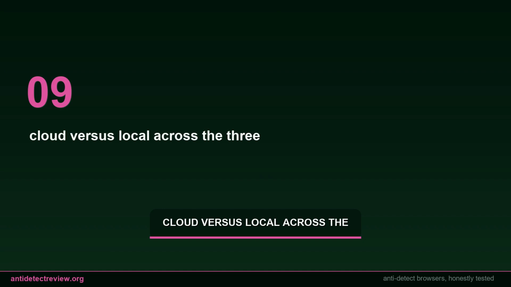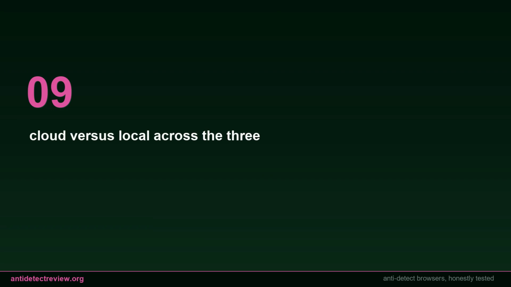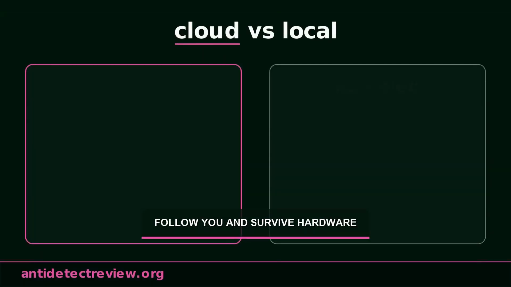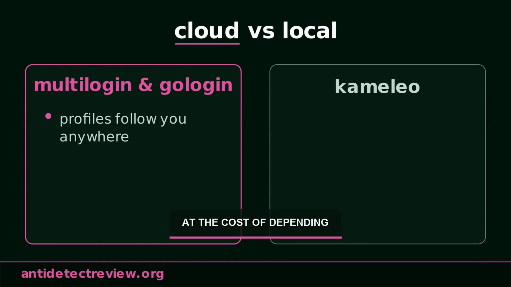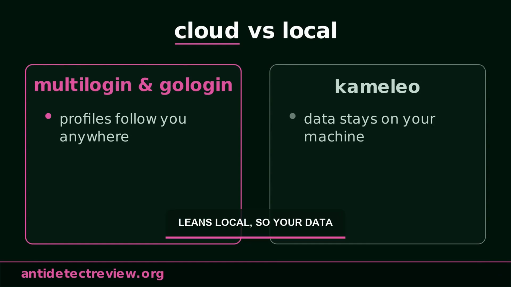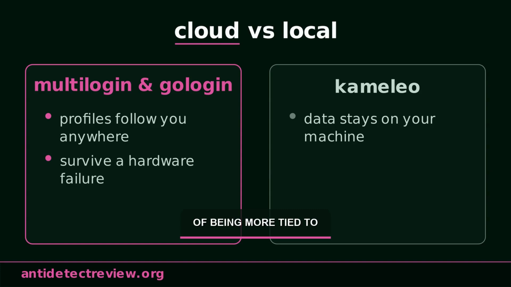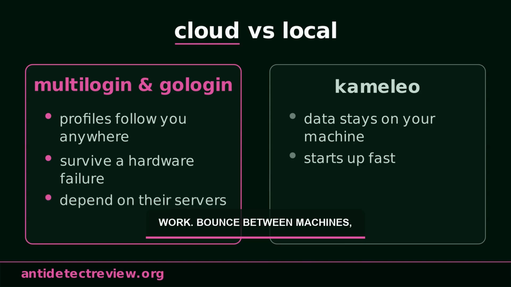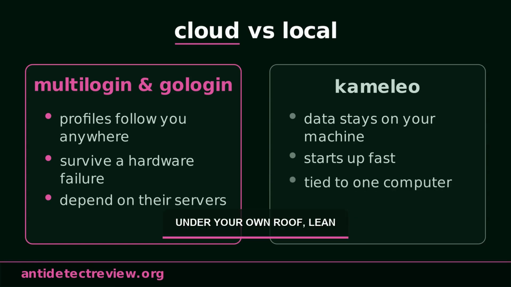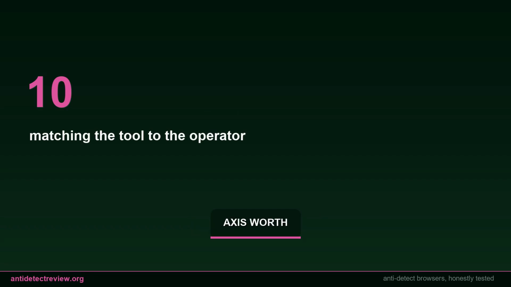Cloud versus local across the three. The cloud and local split runs right through this comparison. Multilogin and GoLogin lean cloud, so profiles follow you and survive hardware failure, at the cost of depending on their servers. Kameleo leans local, so your data stays on your machine and starts fast, at the cost of being more tied to one computer. This is not a tiebreaker on its own, but it maps neatly onto how you work. Bounce between machines, lean cloud. Want your data under your own roof, lean local. It is a real axis worth weighing.